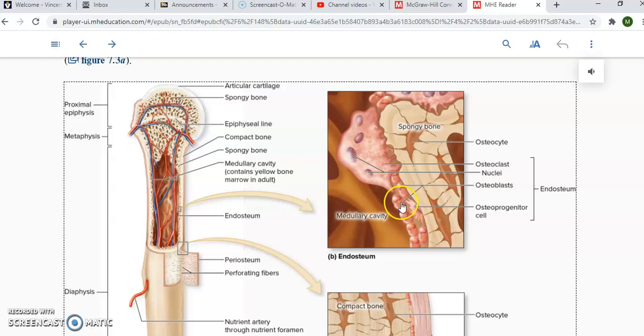And then the osteoblast, once it's done producing the osteoid, and the osteoid becomes calcified and it becomes trapped, then it transforms into an osteocyte. So these are kind of like the same cells, they're just sort of transforming, and their functions kind of change based on what's going on at that moment.